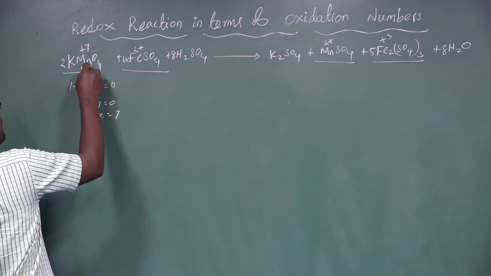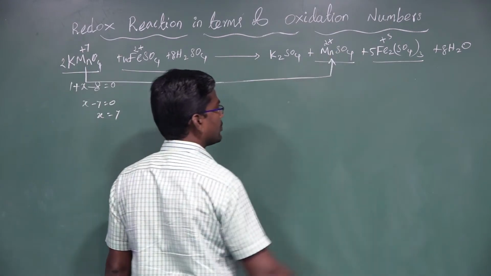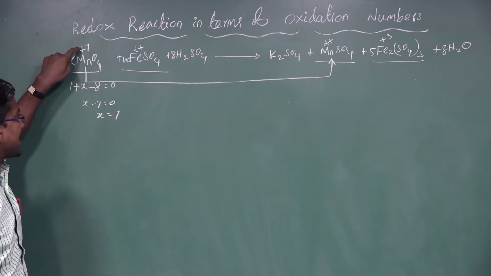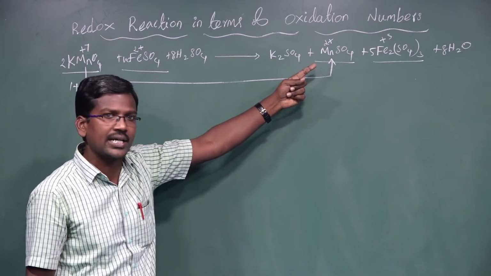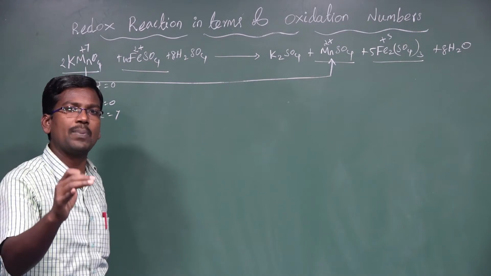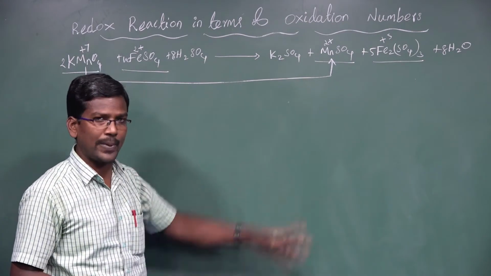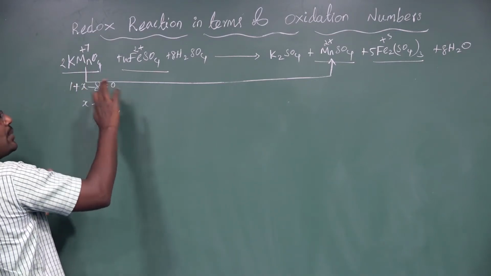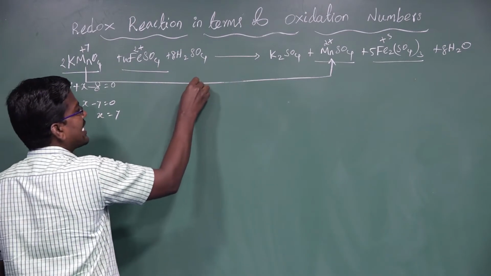Now, potassium permanganate can be changed into manganese sulfate. Potassium permanganate contains manganese in the plus 7 oxidation state. Manganese sulfate contains manganese in the plus 2 oxidation state. Here the plus 7 oxidation state of manganese is reduced to plus 2. So manganese is reduced to form manganese 2 plus. That's why this process is known as a reduction process.